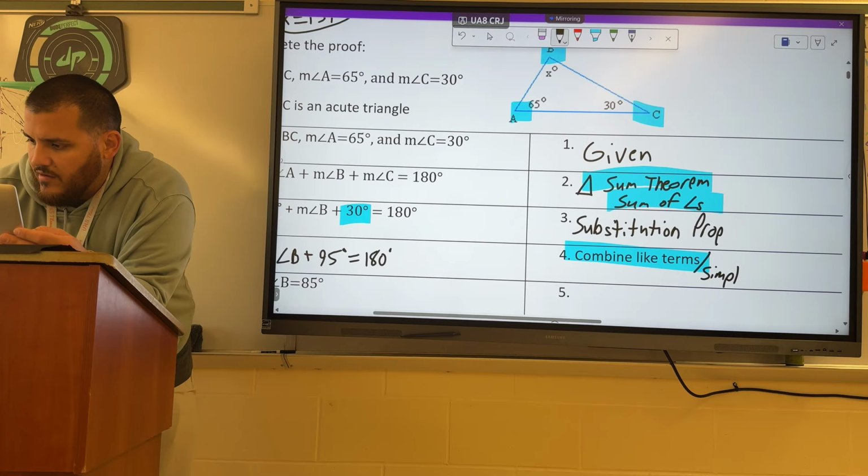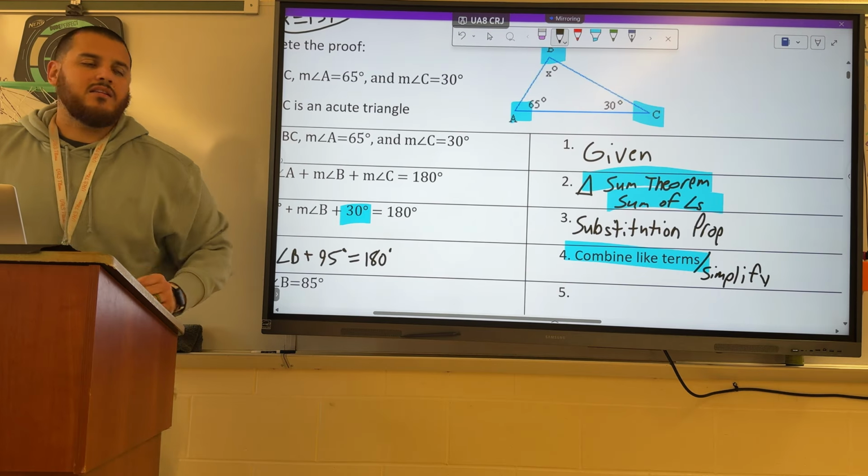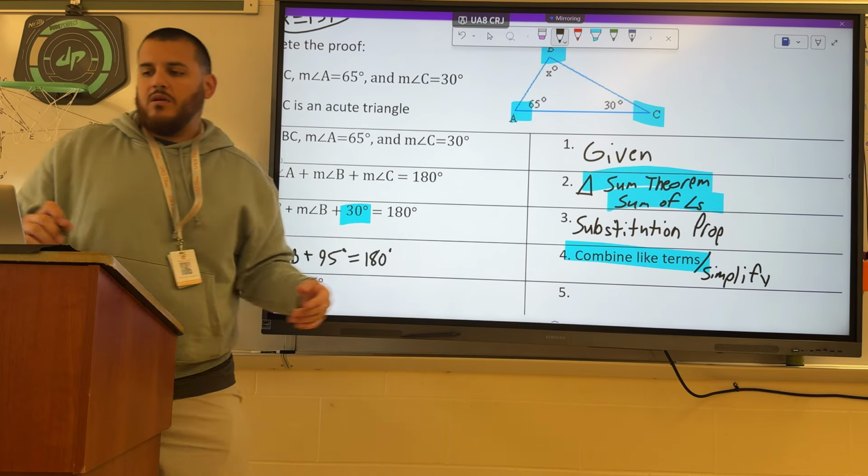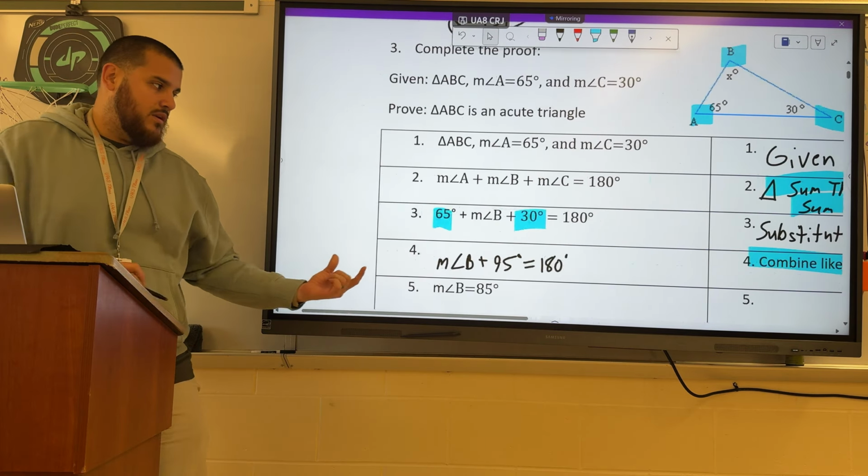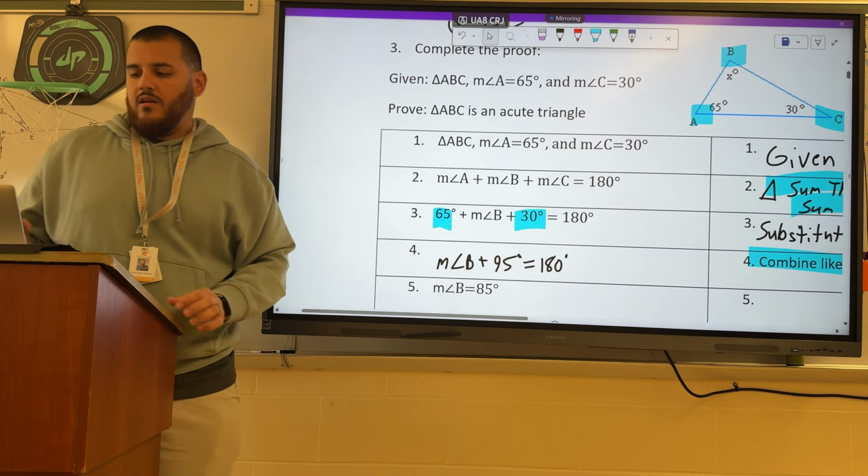All right, simplify means the same thing really as combining like terms, either of those reasons could be in a proof. They would mean the same thing as what we did here, combining the 65 and the 30.